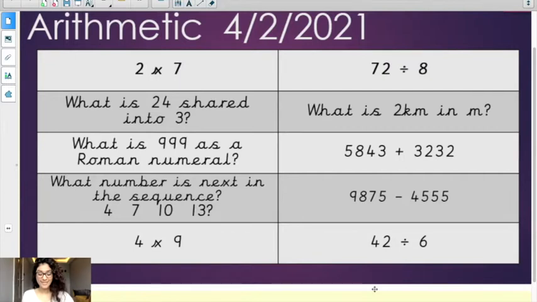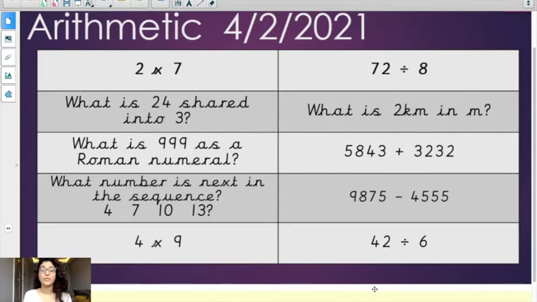2 times 7. What is 24 shared into 3? What is 999 as a Roman numeral? What number is next in the sequence? 4, 7, 10, 13. 4 times 9. 72 divided by 8. What is 2 kilometers in meters?